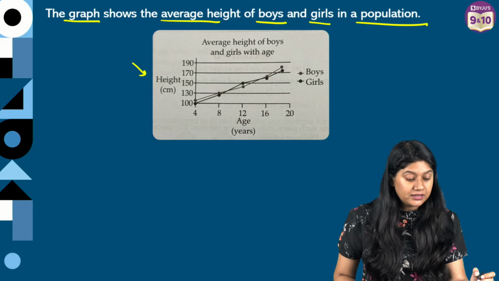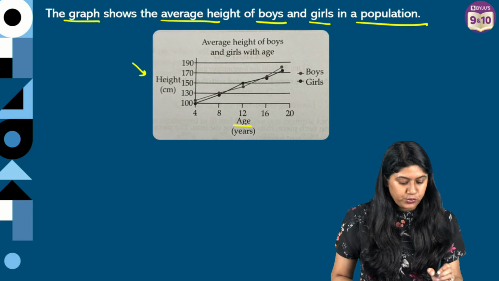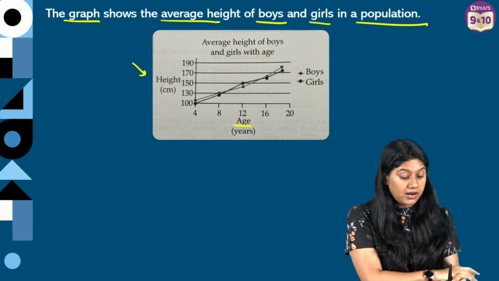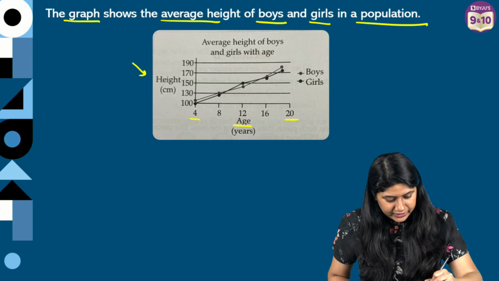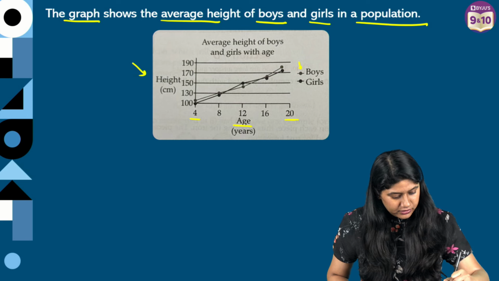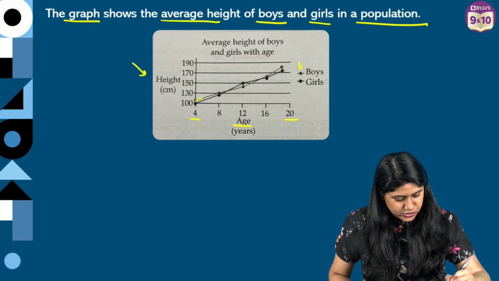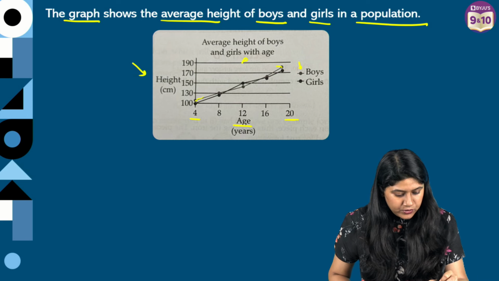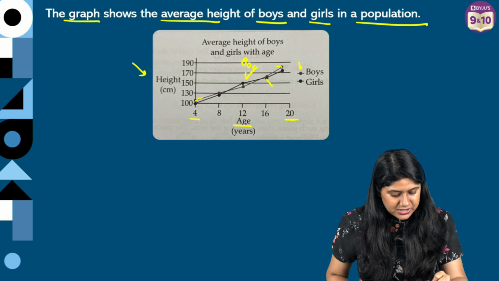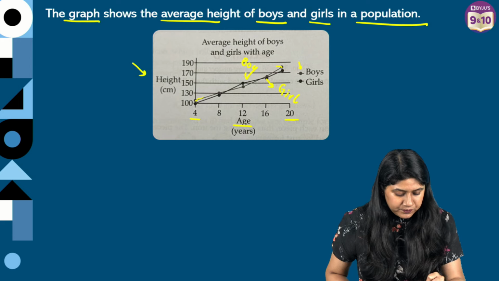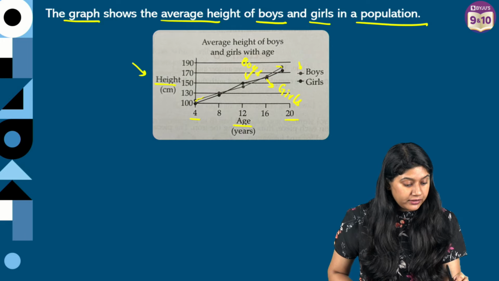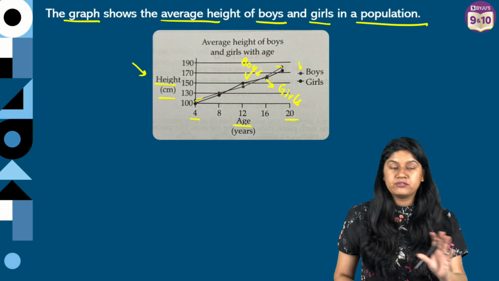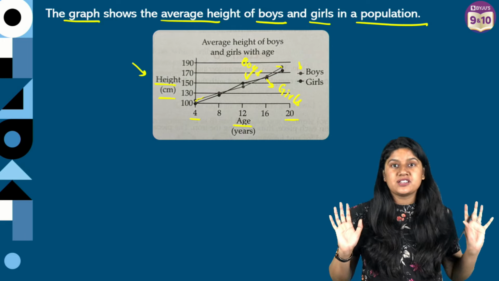We have the height in centimeter. We have the age over here. We have the age starting from 4 years to 20 years. This line, right, this one over here, represents the boys and this line represents the girls. Okay. Now, we have the height over here in centimeter and we have the age in years. So, we have this information about the graph.